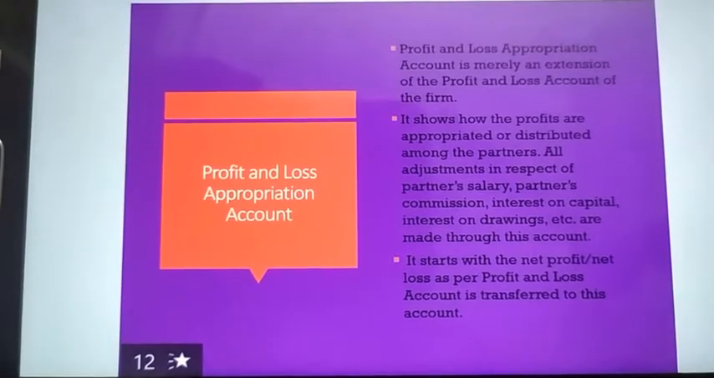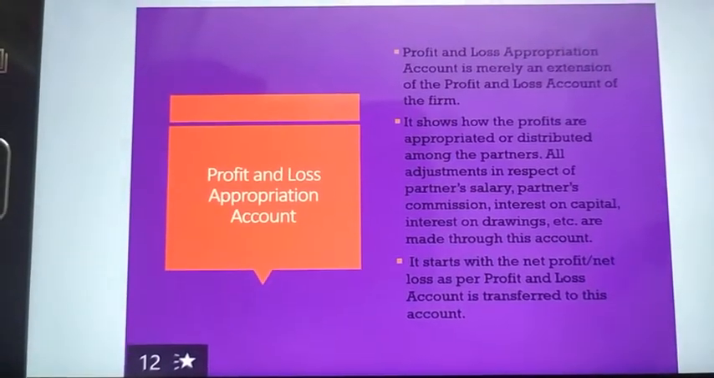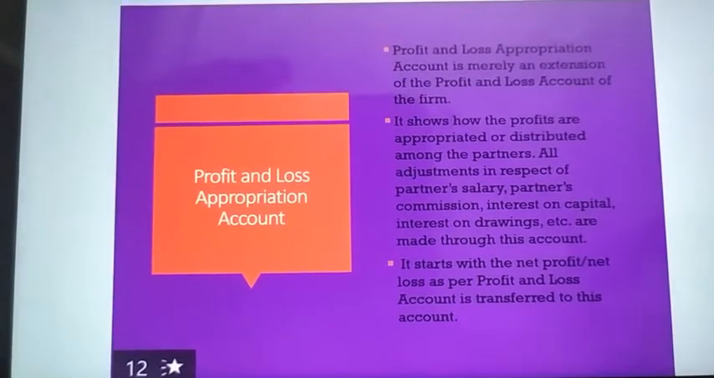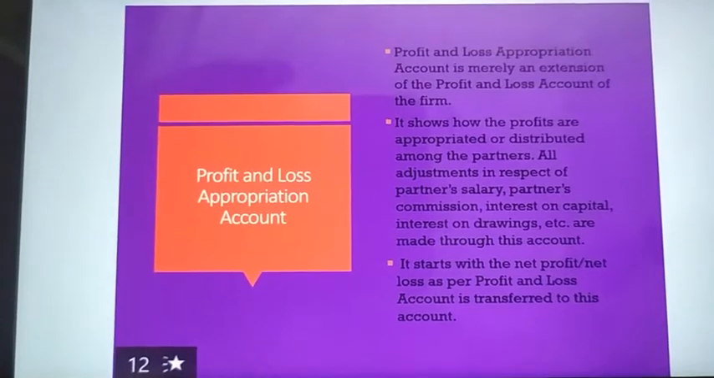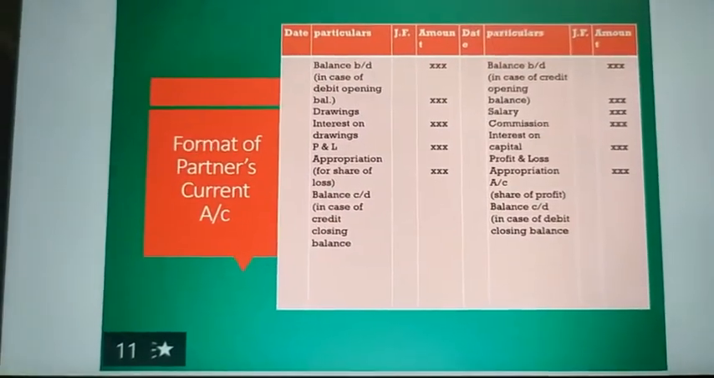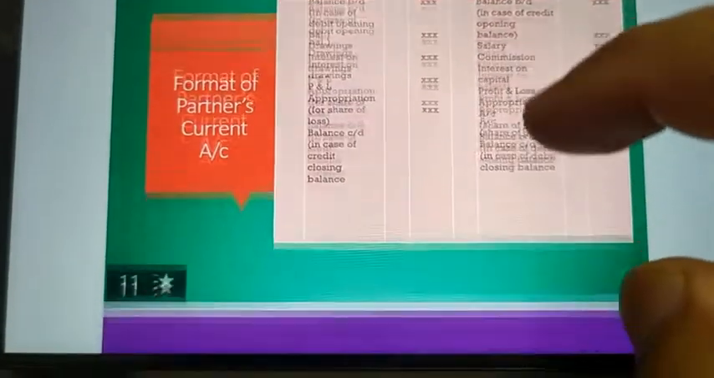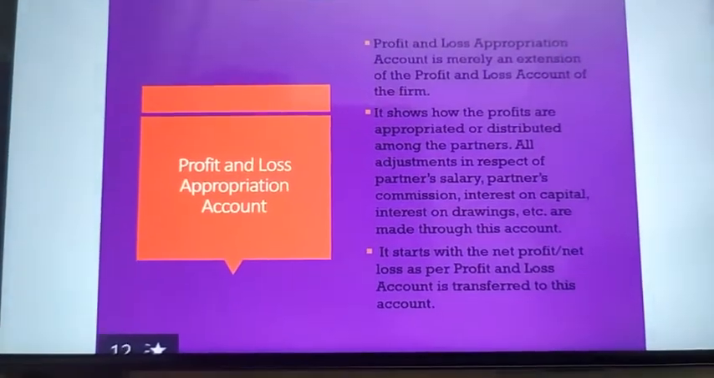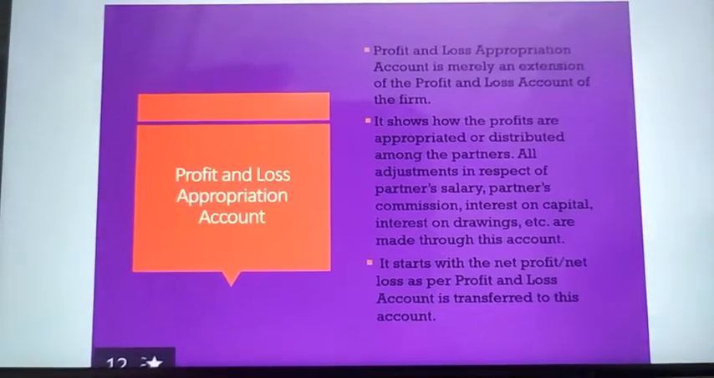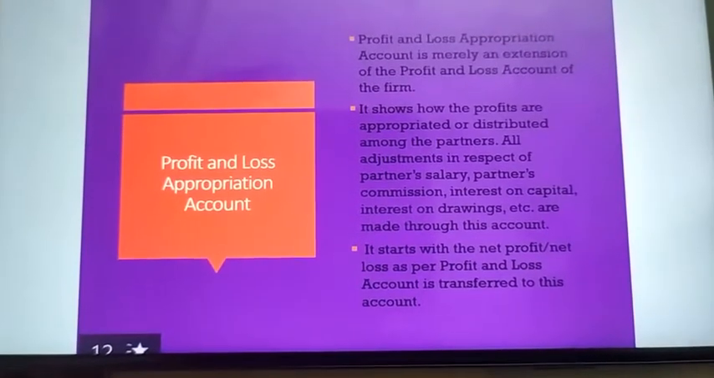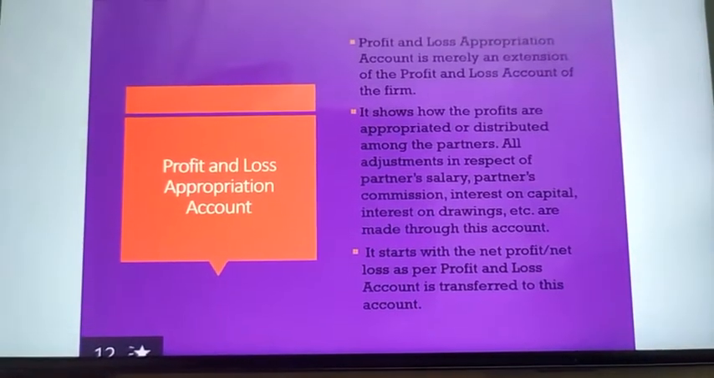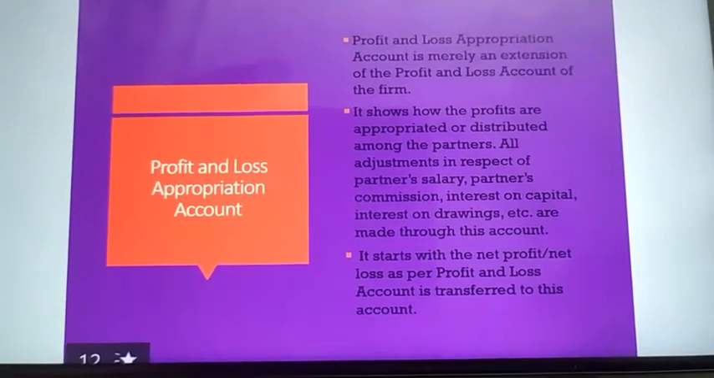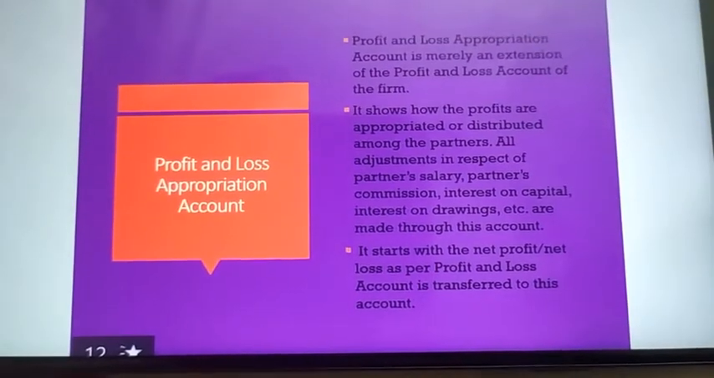So in today's class we are going to take up another very important account of partnership. A partnership firm, like a sole proprietorship, prepares a trading account, profit and loss account and balance sheet. But in addition to these accounts, there's one more account which is prepared, and that account is called the profit and loss appropriation account. Now what is the need of this account?